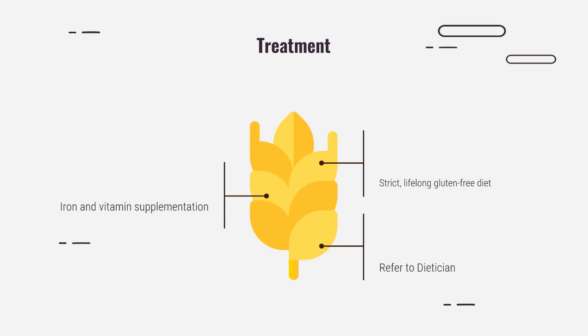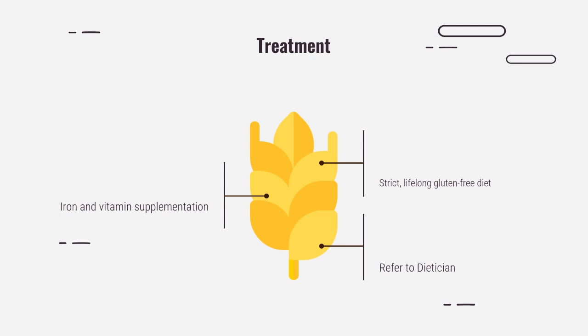Okay, so moving on, let's talk about the treatment. How do we treat this condition? Mainly, it's a strict lifelong gluten-free diet. Patients have to abstain from wheat, rye, barley, or spelt, and anything that contains these products. When patients follow this diet, they will usually improve quickly.